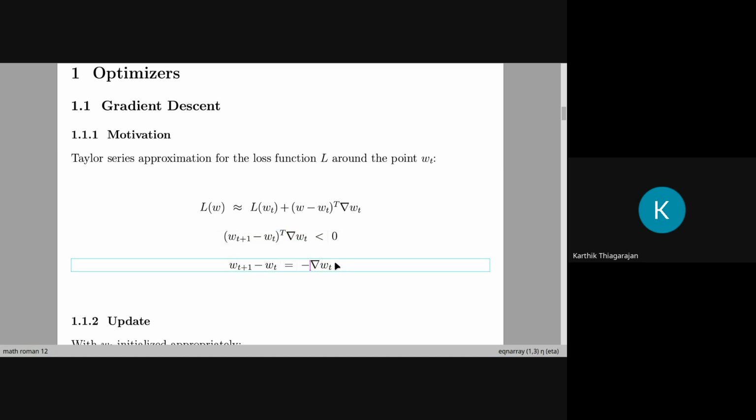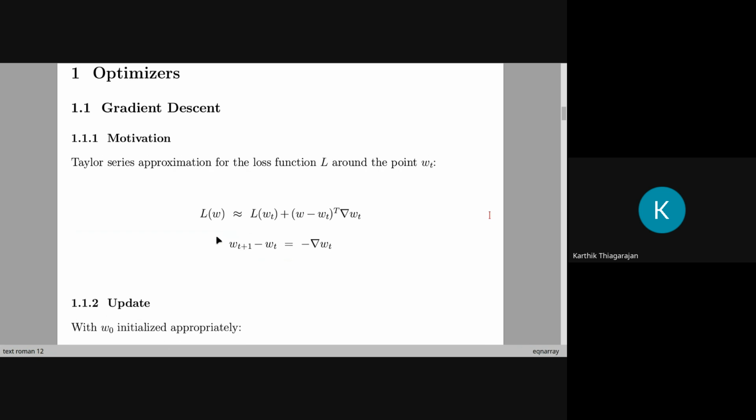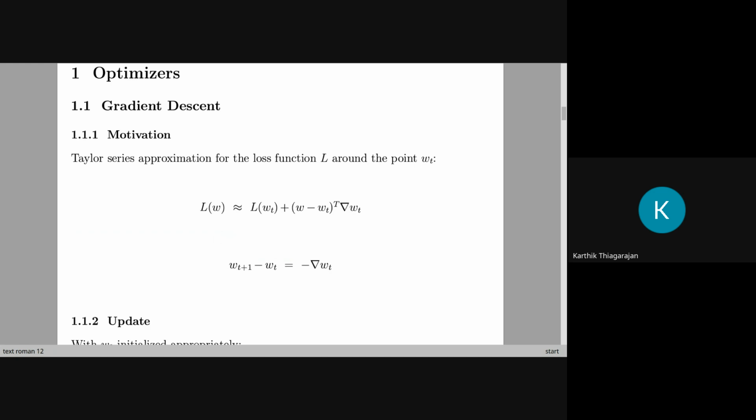So isn't this enough? Why do we add this eta? What is the point of adding an eta there? This itself will work, right? What is wrong with this equation? Sir, this equation won't learn anything. Okay, why will it not learn? Because this is fixed. If it's not there, it might shoot off the minima. This shooting off, that's the problem, right?